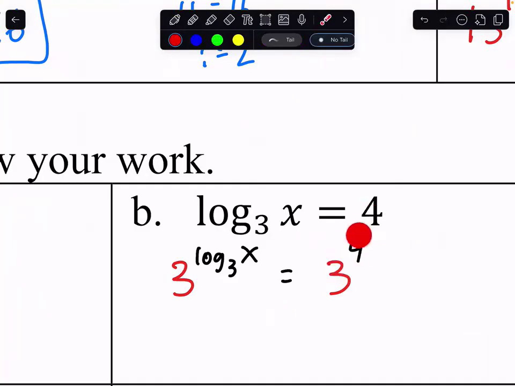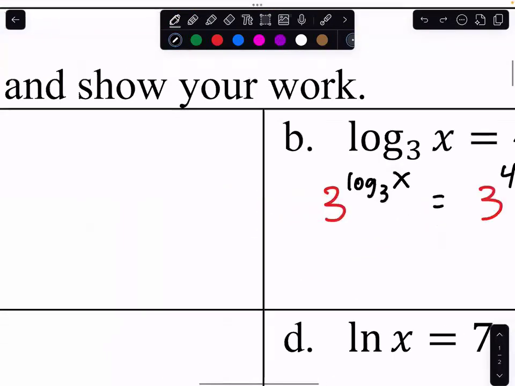Okay, so the most common mistake is students switching the order over here. They do 4 to the third power instead of 3 to the fourth power. So again, you're making both sides the exponent of a new number. You're not putting an exponent on both sides, you're making them the exponent.